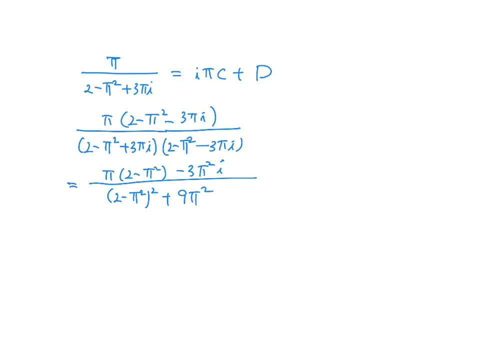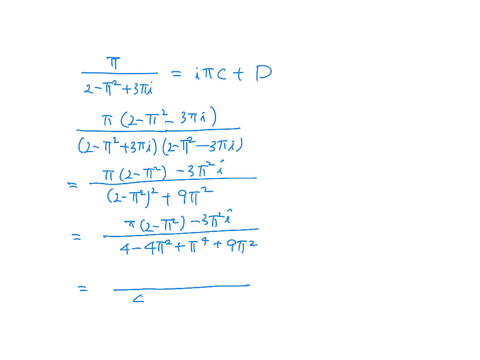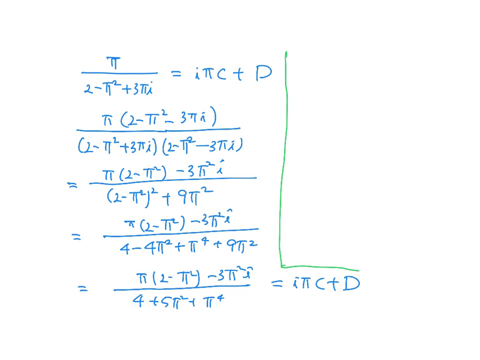Maybe you can simplify the denominator. So 4 minus 4 pi squared plus pi to the 4 plus 9 pi squared, that is 4 plus 5 pi squared plus pi to the fourth. Times pi, 2 minus pi squared minus 3 pi squared i, is i pi c plus d, right? So we can actually calculate the c and d one at a time, not all at once.